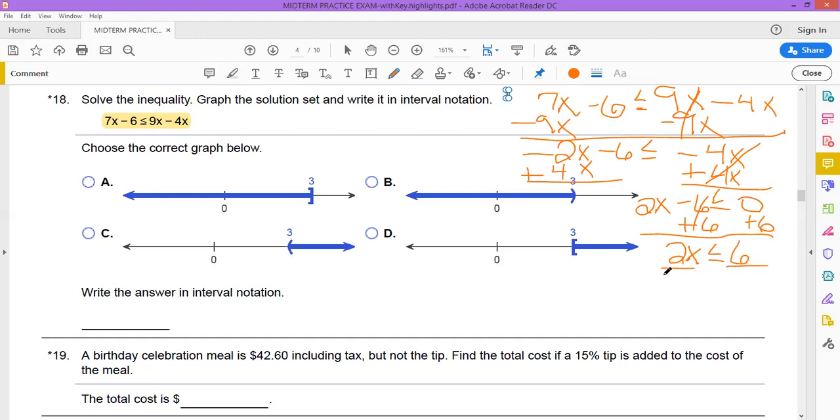And then divide both sides of the inequality by 2. So x is less than or equal to 3. This is our solution, right? We're going to match it with the correct graph.